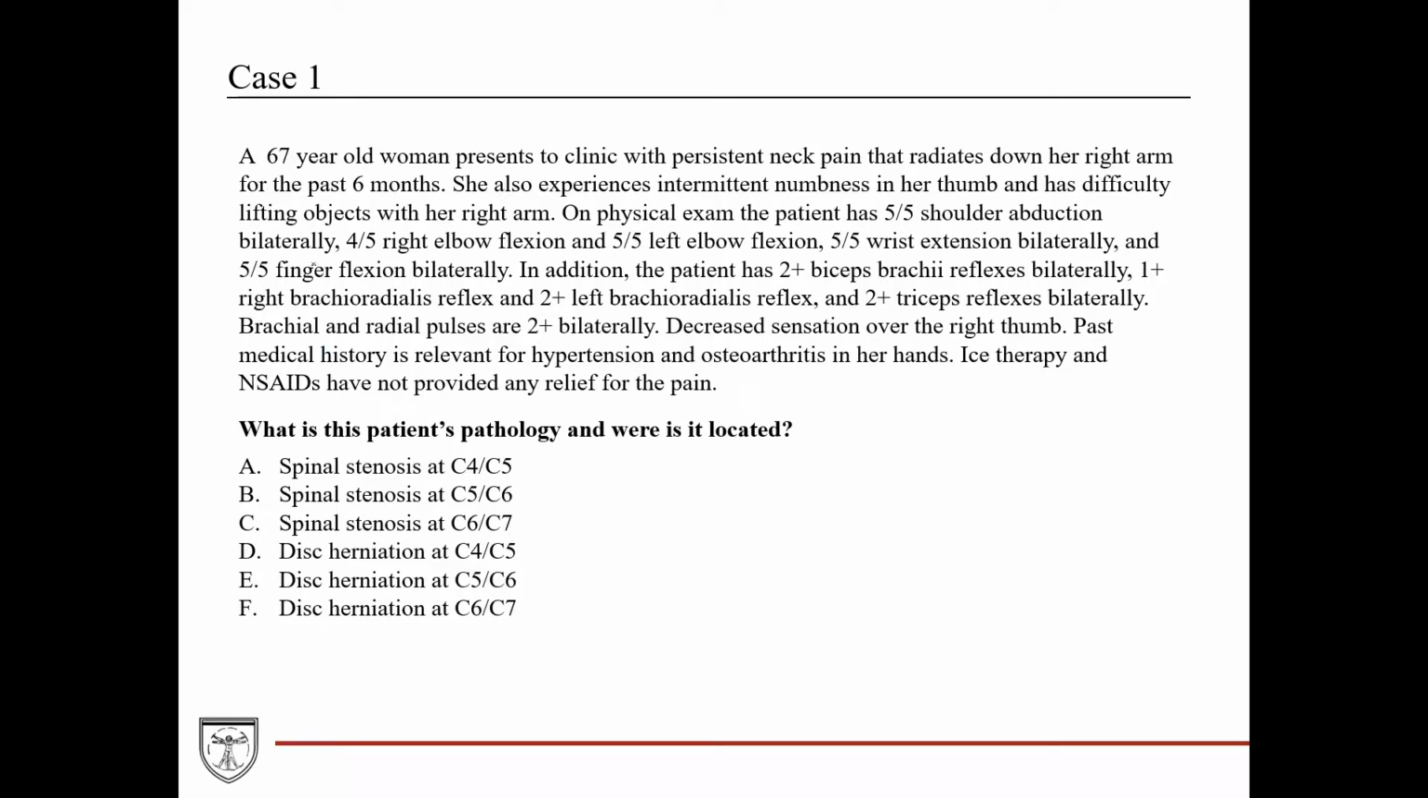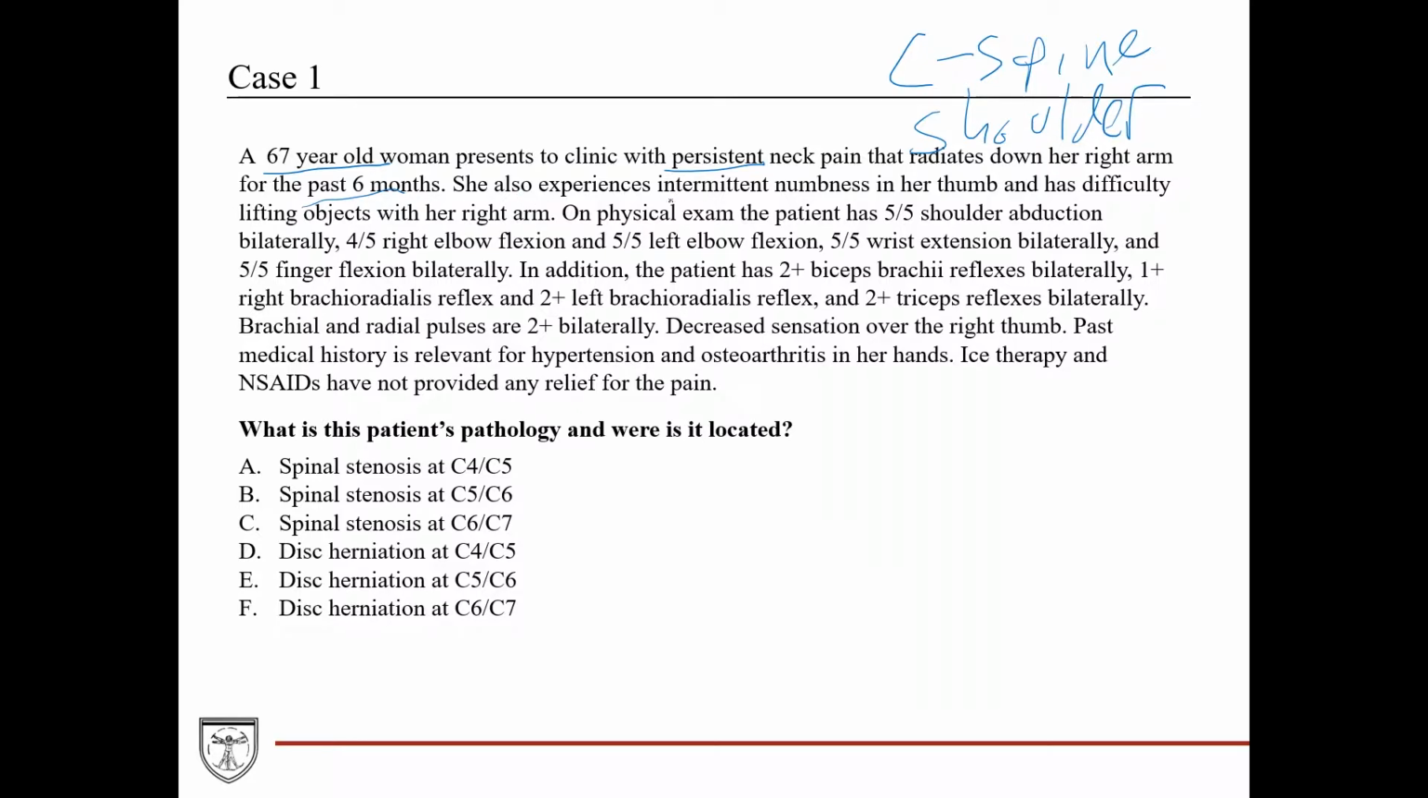So in this case, we've got a 67-year-old woman, so an elderly woman, and she has persistent neck pain that's radiating down her right arm for the past 6 months. So neck pain, arm pain, you could be thinking about two things really: C-spine, so cervical spine, and the shoulder potentially. So let's keep going. The other thing is past 6 months, so this is not some kind of acute trauma.